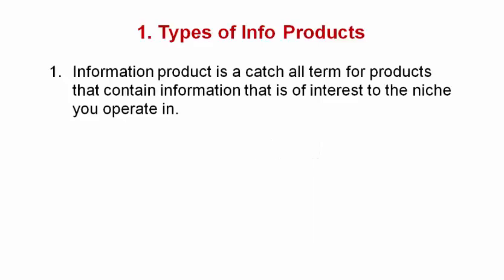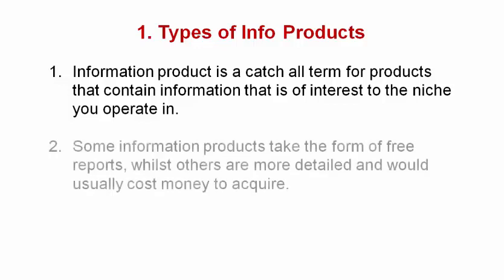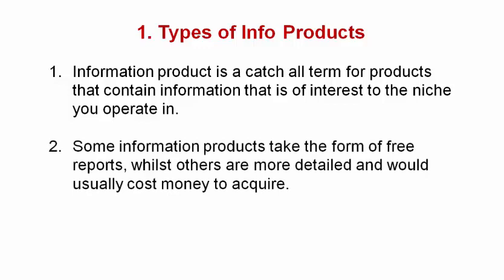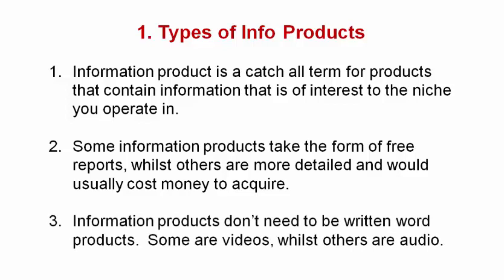On with the show. Point 1, types of info products. Information product is a catch-all term for products that contain information that is of interest to the niche you operate in. Some information products take the form of free reports, whilst others are more detailed and would usually cost money to acquire. Those examples of products that I've developed are all paid products. They are not free products. Information products don't need to be written word products. Some are videos, whilst others are audio. I've created video products, as you saw before, but I've also created written word text-based products as well.